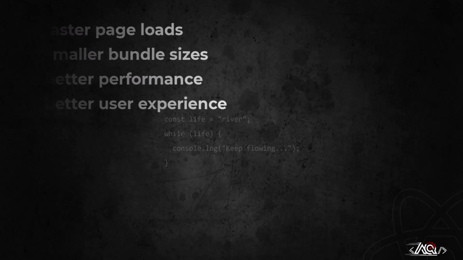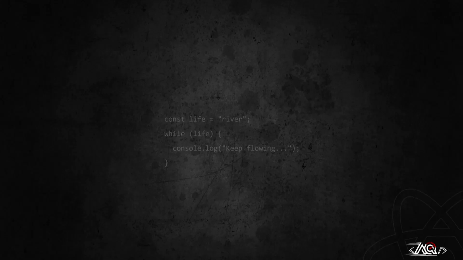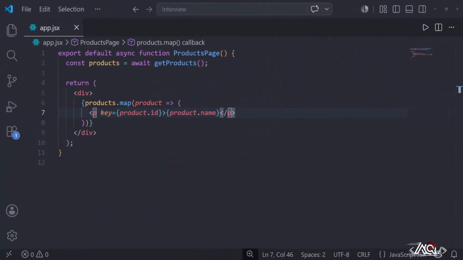Let's say we need to fetch products from a database. This component fetches data directly on the server. The browser only receives the rendered HTML. The data fetching logic never reaches the client.